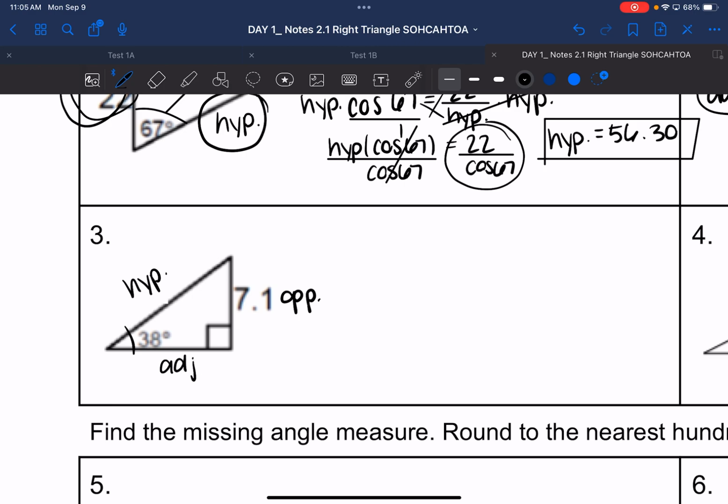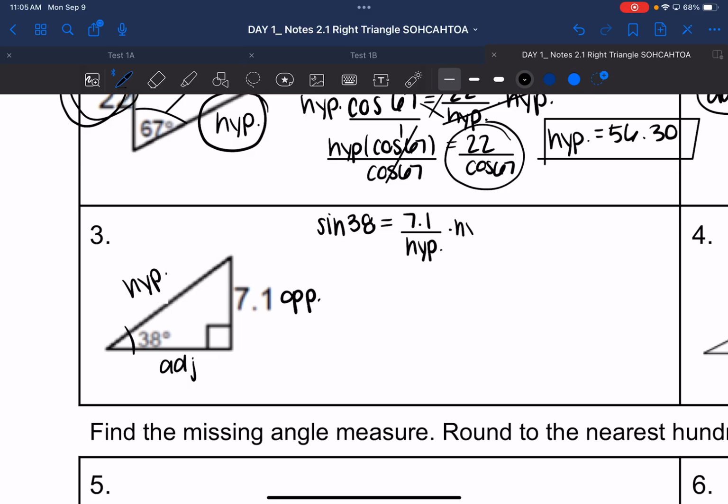All right, so if you were looking for the hypotenuse, which ratio did you use to find hypotenuse? Sine, cosine, or tangent? Sine. Okay, so we're going to have sine of 38 degrees is equal to opposite, which is 7.1, over hypotenuse. If we need to solve for hypotenuse, what are we going to do first? How do we get rid of that fraction?